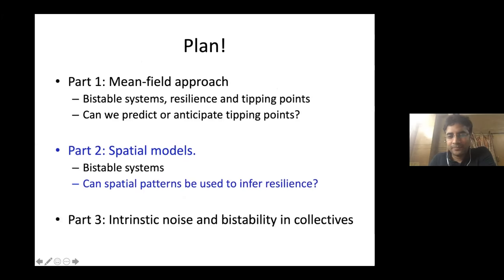As I had mentioned in the first talk, this is the plan for the three talks I have. I have talked about basic bistable dynamics, resilience and tipping points, and how we can anticipate these using the ideas of early warning signals. And then today the main focus will be on spatial models. Everything I spoke on in the last talk made no reference to space. All the mathematical techniques I used were basically simple ordinary differential equations with some noise superimposed on them in an ad hoc way. But today, let us look at what happens if there is space.